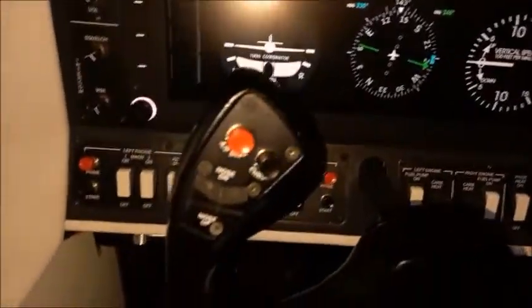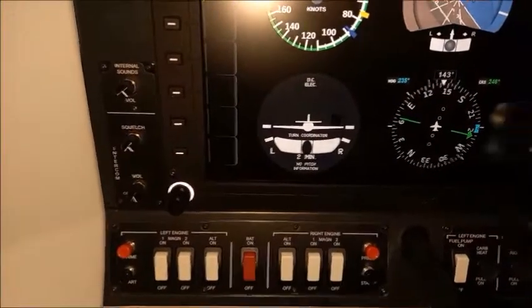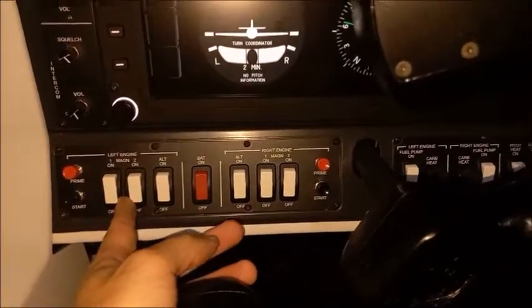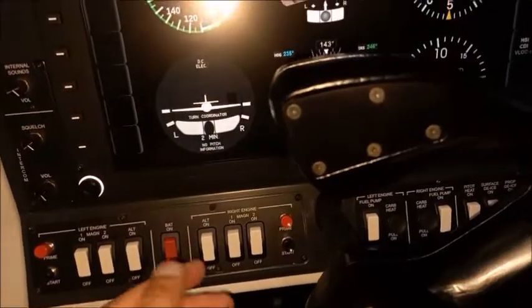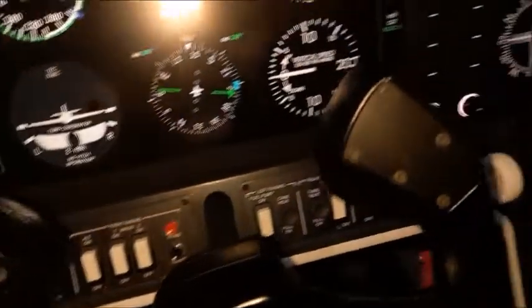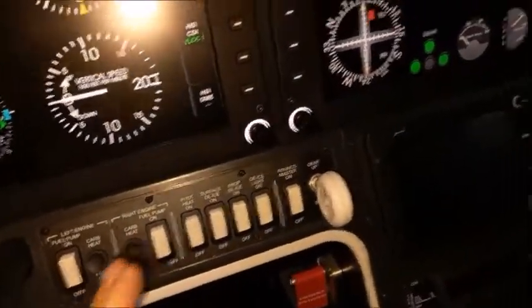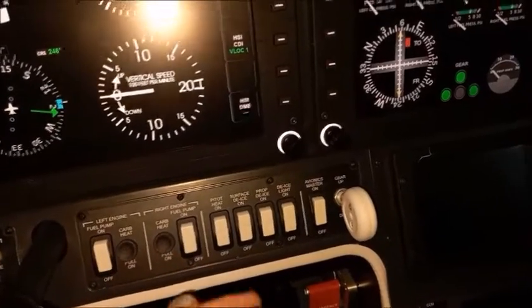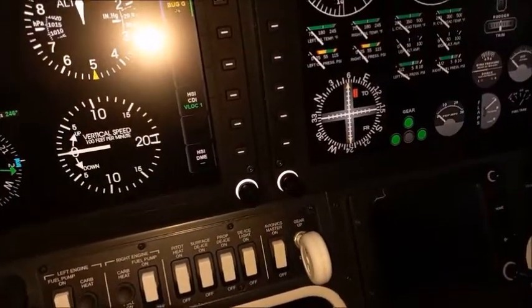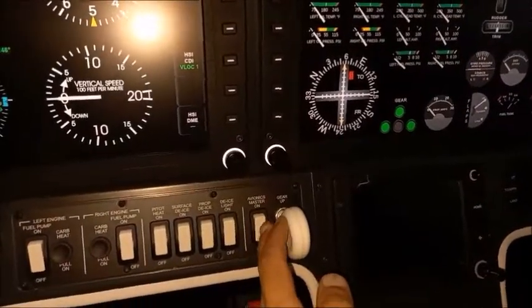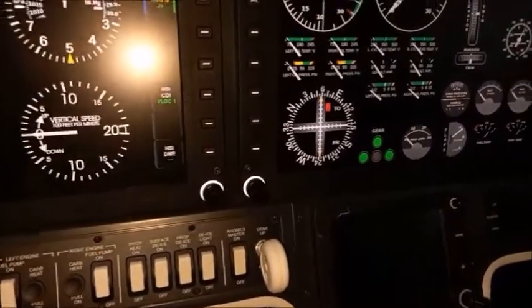Okay, then coming down over here, we've got numerous different switches, like the left engine mags that get switched on. We've got the right engine mags that can be switched on over there. We've got different switches over here in terms of the fuel pumps and the carb heat and de-icing that can happen. Even the avionics masters can be switched on over there.